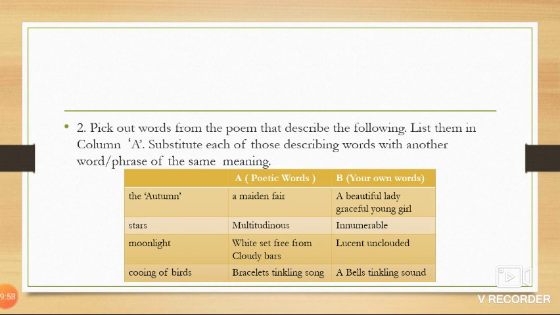So we have to substitute the words given in the first column with the poetic words and also with your own words. I have given my own words. You can also write your own words. This is only a reference.